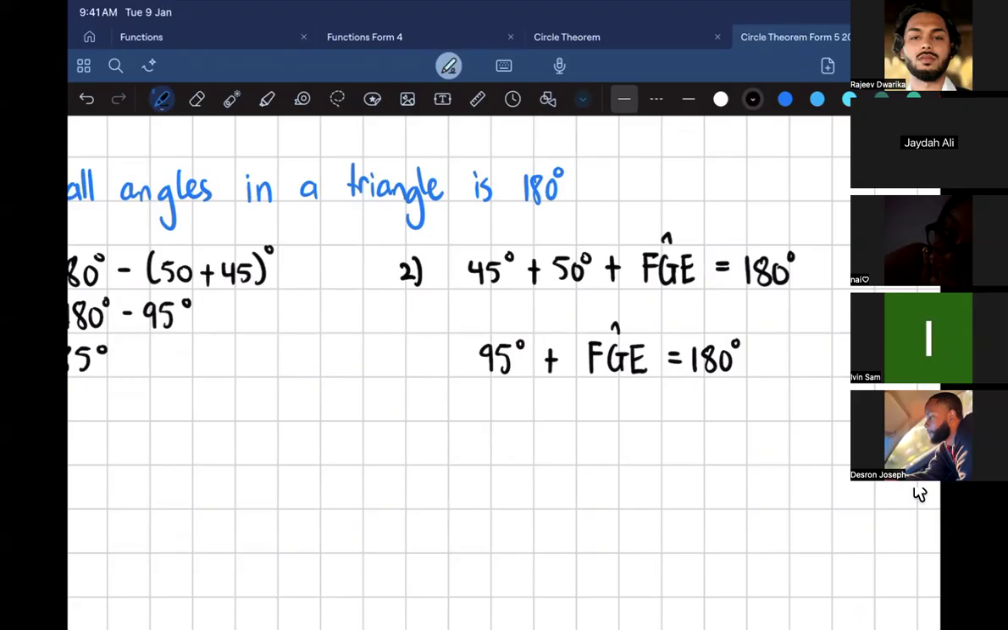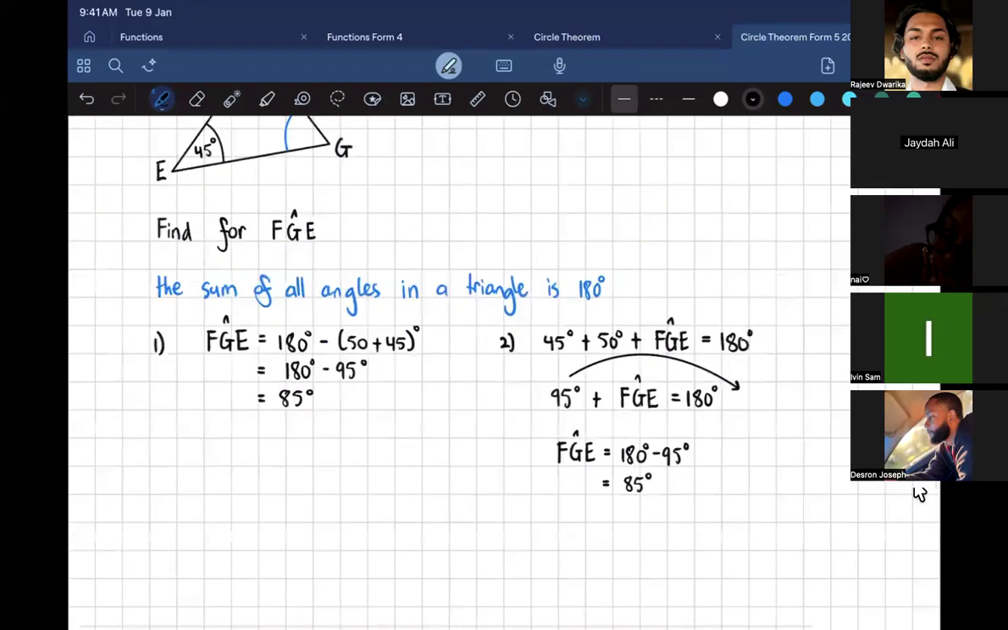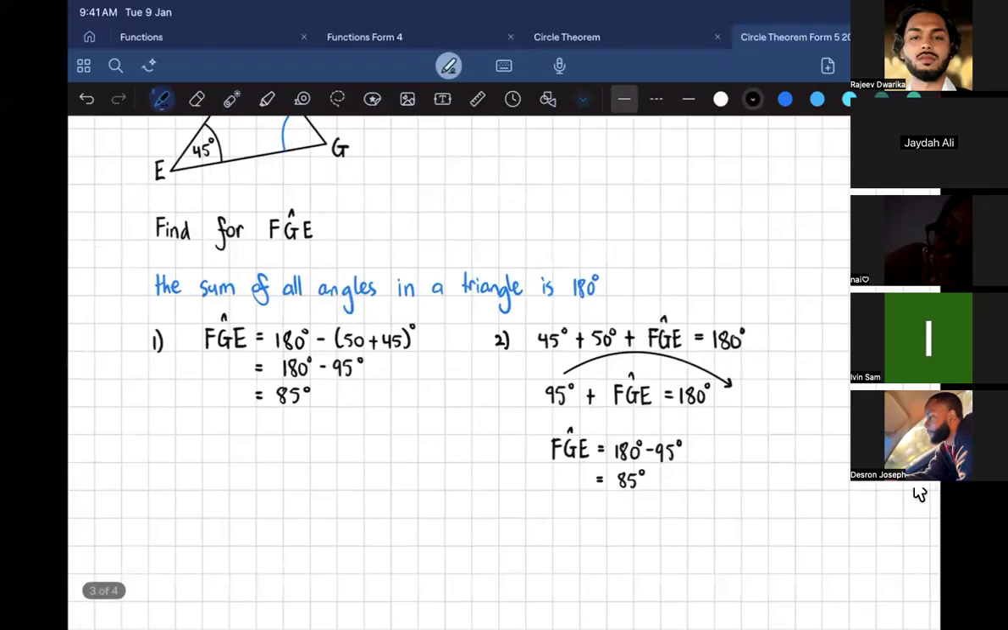So if I'm trying to find this, what would I have to do with the 95 degrees? I send it across to the right of the 180. If you send that across, it changes from plus to minus. So you end up with FGE equal to 180 minus 95 degrees, which is equal to 85 degrees. Either way is correct. Either way is fine.